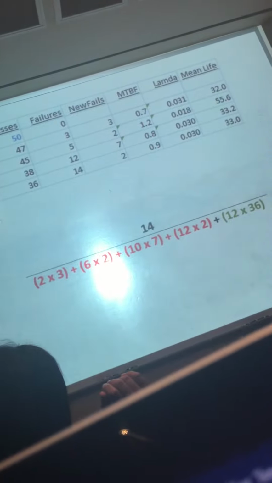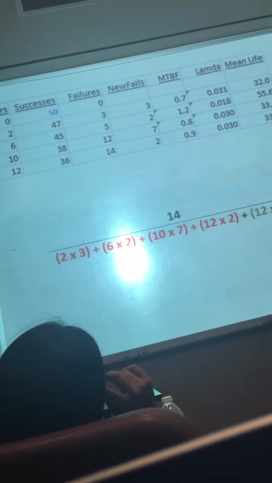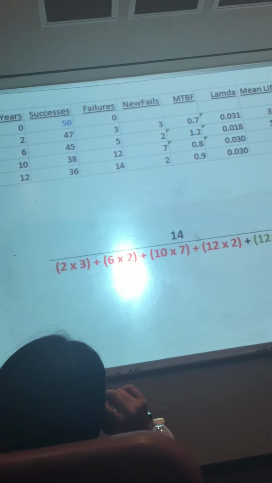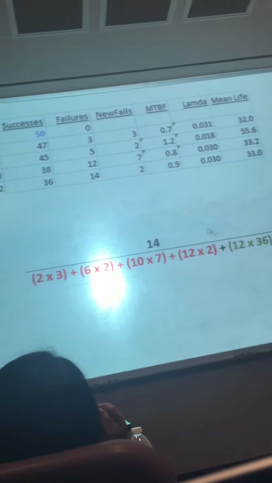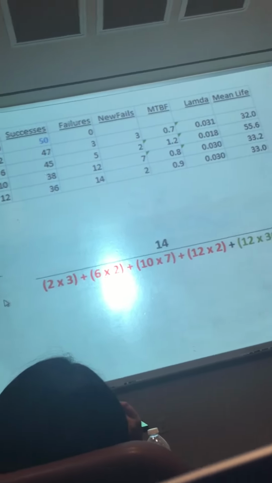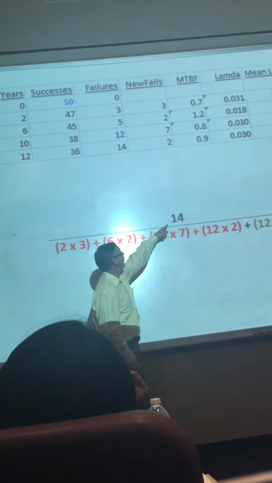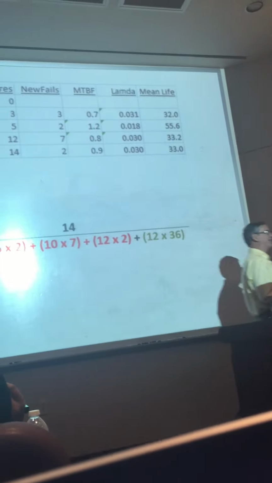At the end of 12 years, hopefully it starts to look pretty routine to you as we progress here. At the end of 12 years, 2 more have failed, so I have another term, 12 times 2. Now I've got 36 left. The red stuff here to the left, I'm keeping from prior iterations. And this number is always the total number of failures, over the total test time.